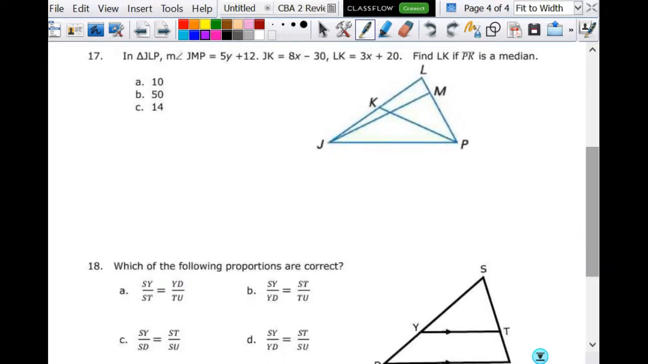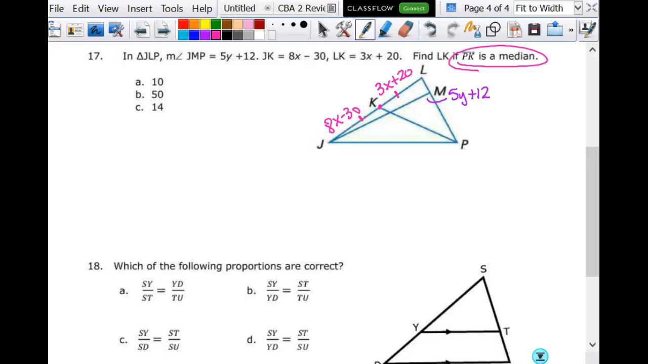Now this is a question straight off the last CBA. Quite a few of you missed it, because there's a little extra information in here. It says the measure of angle JMP, this right here, is 5y plus 12. And JK is 8x minus 30, and LK is 3x plus 20. We want to find the length of LK if PK is a median. So PK is a median, which means it goes from the vertex to the midpoint of the opposite side, which makes these congruent. Now I am looking for the length of LK, which is 3x plus 20 right now.